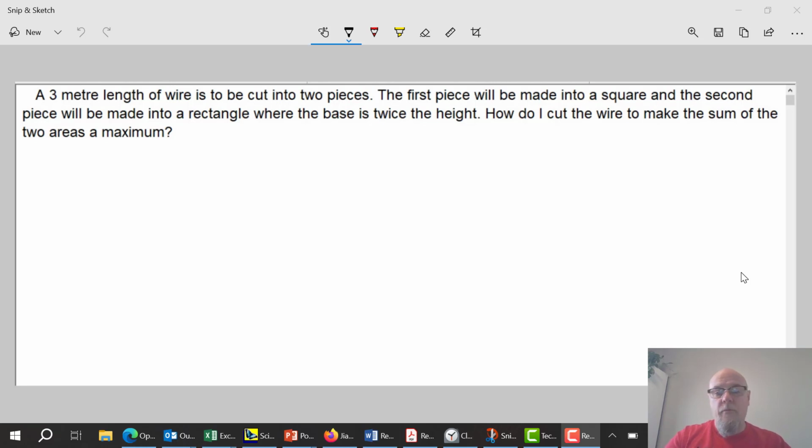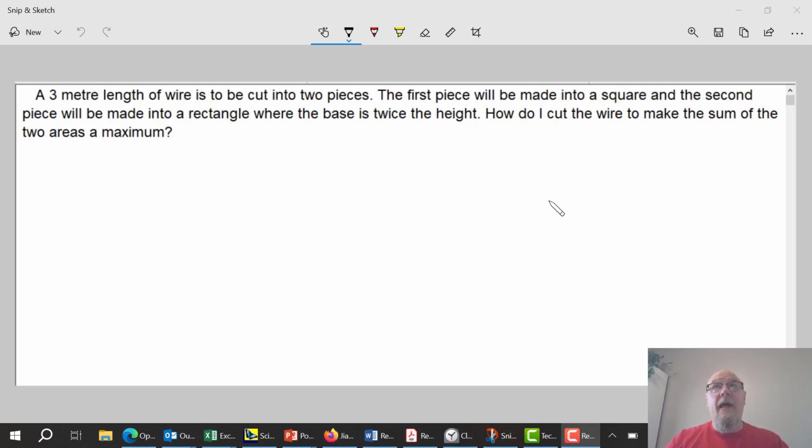So here's a max-min word problem. How do I know it's a max-min word problem? Well, let's read it. A 3 meter length of wire is cut into two pieces. The first piece is to be made into a square, and the second piece into a rectangle where the base is twice the height. How do I cut the wire to make the sum of the two areas a maximum?